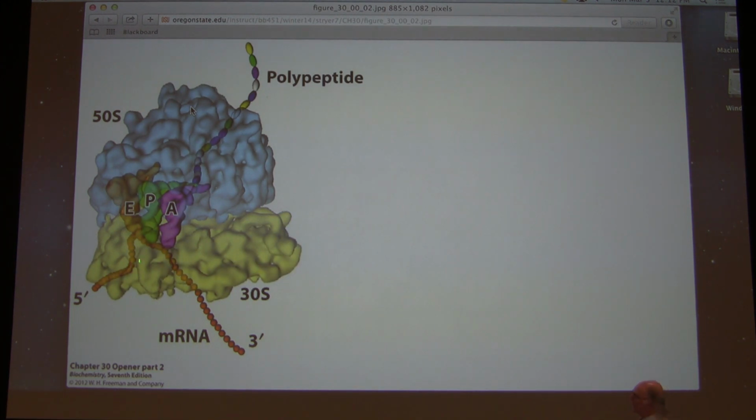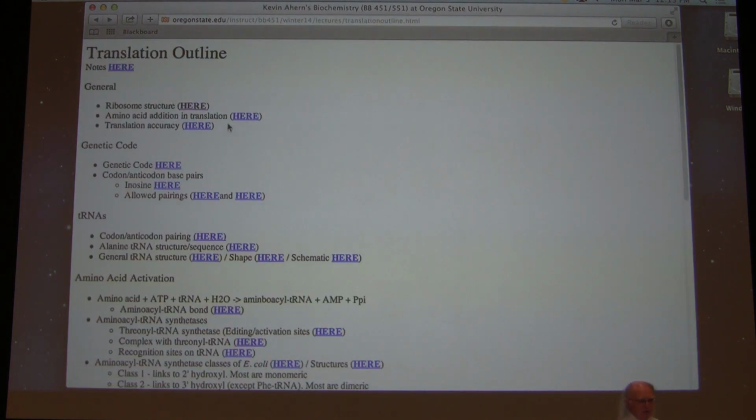The last thing I want to point out on this figure is you can see the protein that's being translated. That's this multicolored thing that's coming out the top. The protein that's being made comes out of a hole in the 50S ribosome. Folding of the protein can occur as soon as it starts to emerge. It doesn't have to, but it can. Okay. So that's the general features of a ribosome.